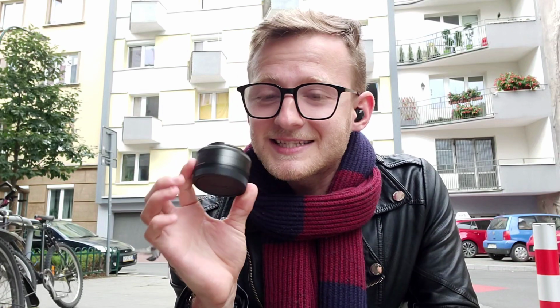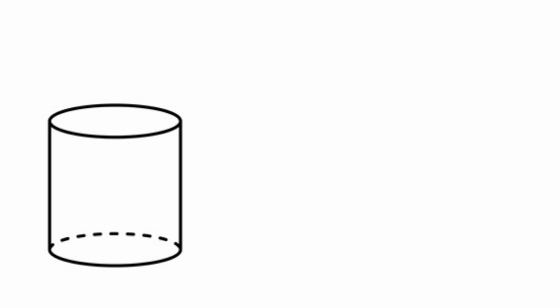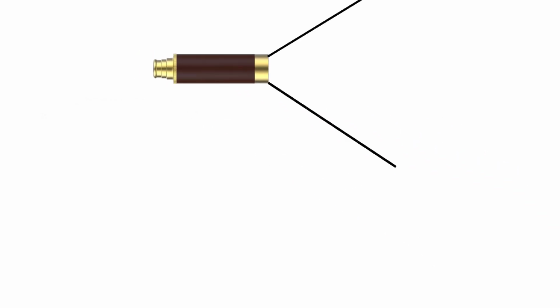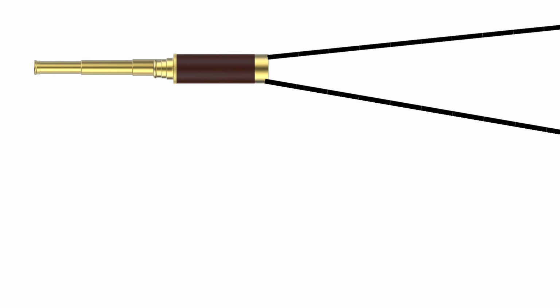You might have learned in math class that a cylinder has two properties. It has a length and it has a radius. We're going to use a telescope to describe this. A telescope is long and it lets you see things that are far away. If you increase the length of the telescope, you can see things that are further away. If you shrink it, you can see things that are closer. That's what a lens is. Longer lenses let you see further away, shorter lenses let you see closer. That's the first property. That is the length.